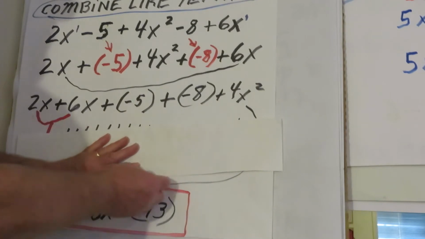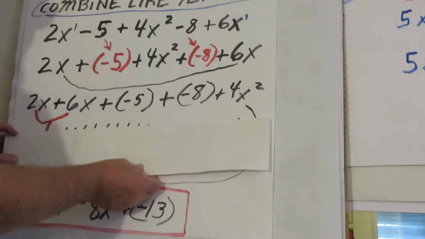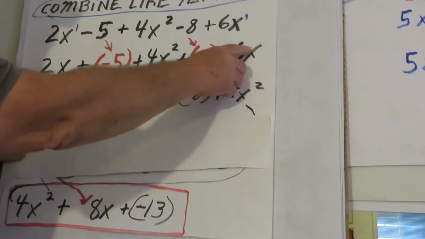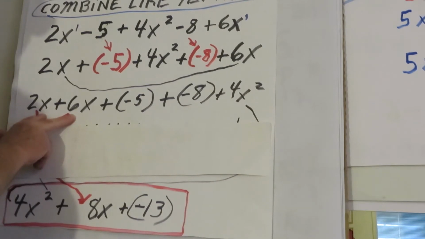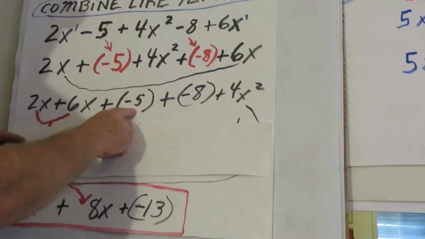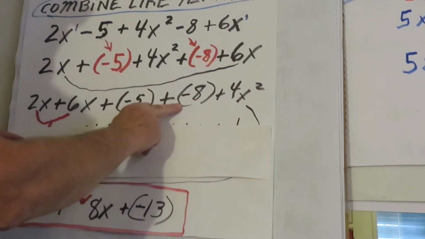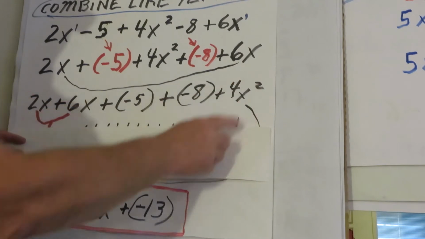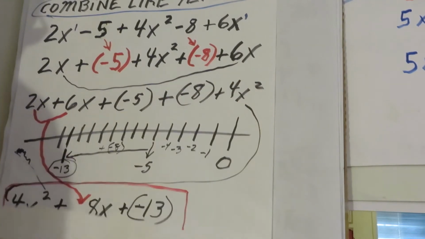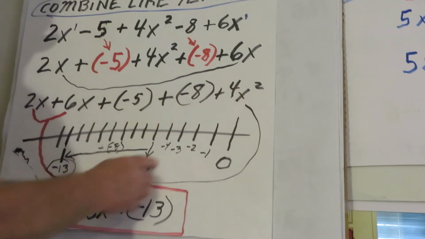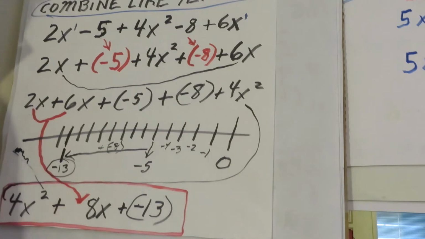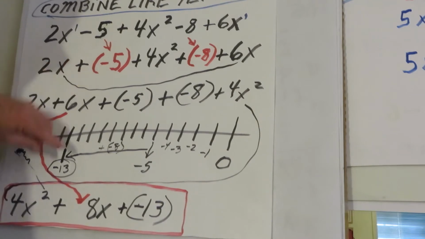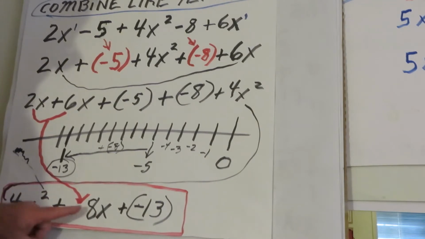Now in the third step of this process, I've moved the 6x over to be next to the 2x because I'm adding those together. I brought the negative 5 and the negative 8 together, and then the 4x squared is over here. And then I moved the 4x squared to the bottom here as the first term of the simplified version. Then I added the 2x and the 6x to be 8x, 4x squared plus 8x.